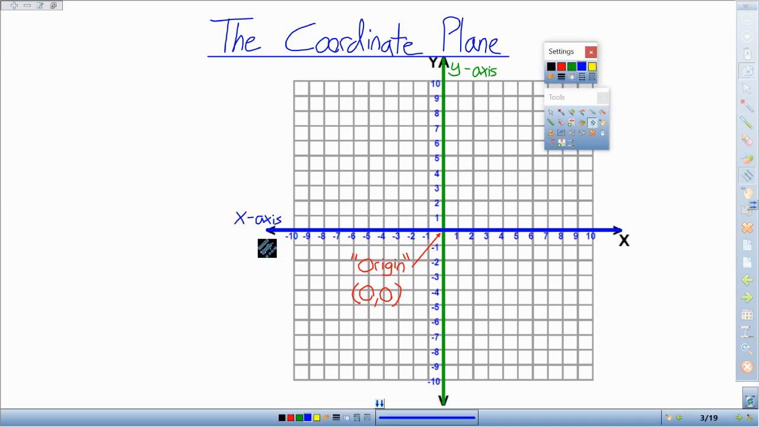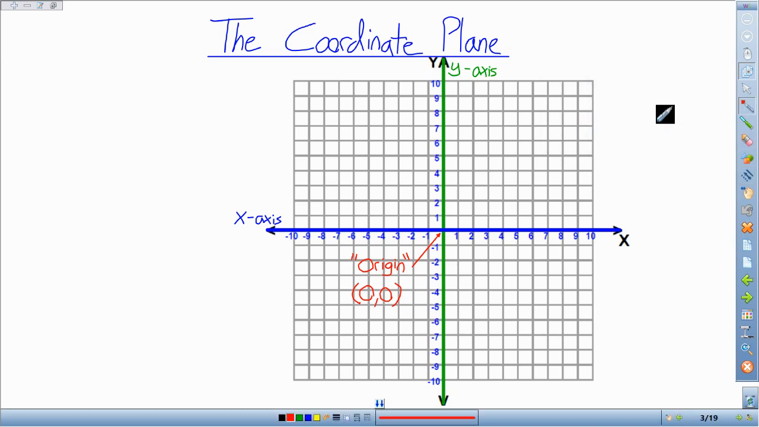Okay, so our x-axis is this horizontal line that goes from left to right. Our y-axis, a vertical line up and down, and where they cross each other, this point right here is called the origin of our graph, and its coordinates are 0, 0, because it's 0 on our x and 0 on our y-axis. Okay, and this whole thing here is called a coordinate plane. So that's just some basics here.